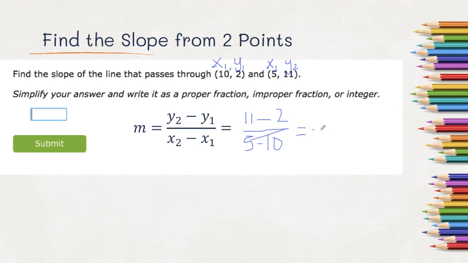So 11 minus 2 for the numerator is equal to 9. And 5 minus 10 on the denominator is negative 5. So our answer is 9 divided by negative 5. I usually like to put the negative in front. You don't have to. It is still correct that way, but I just prefer to put negative 9 over 5.